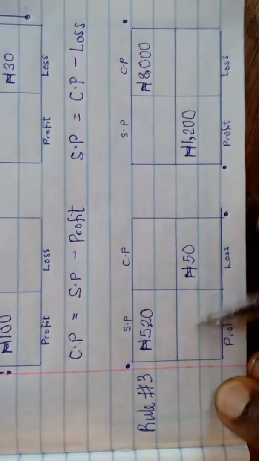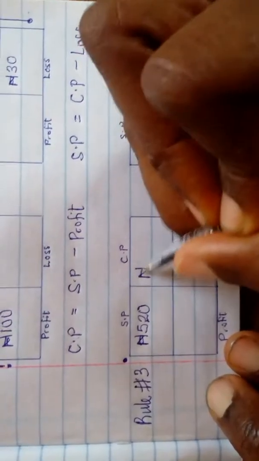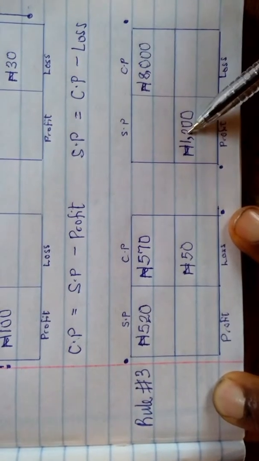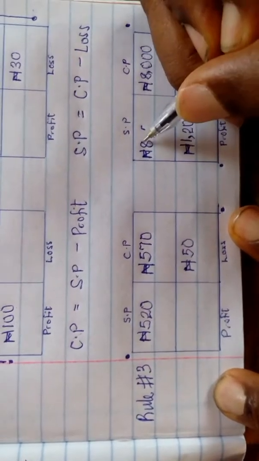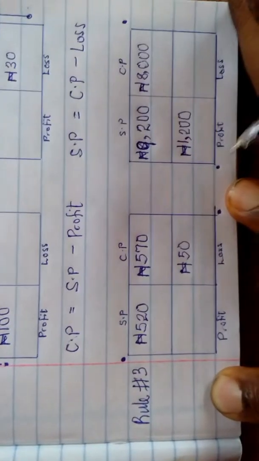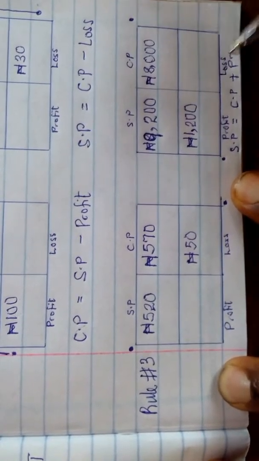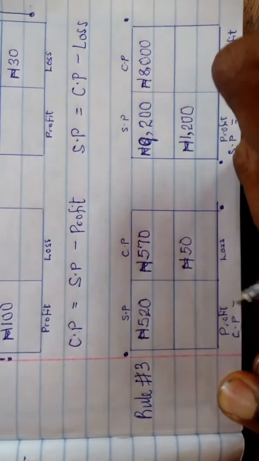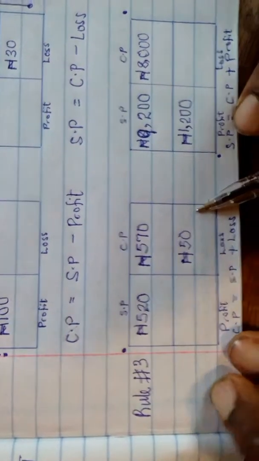And don't forget, you cannot have profit and loss. So if you add 520 and 50 together, we are going to get 570 to write on the cost price. And the same thing here, if you add cost price and profit, you are going to have 9,200. So that tells us that if you are looking for selling price, it is going to be cost price plus profit. And of course, we have cost price equals selling price plus loss. These are the only two times in profit and loss when we add.